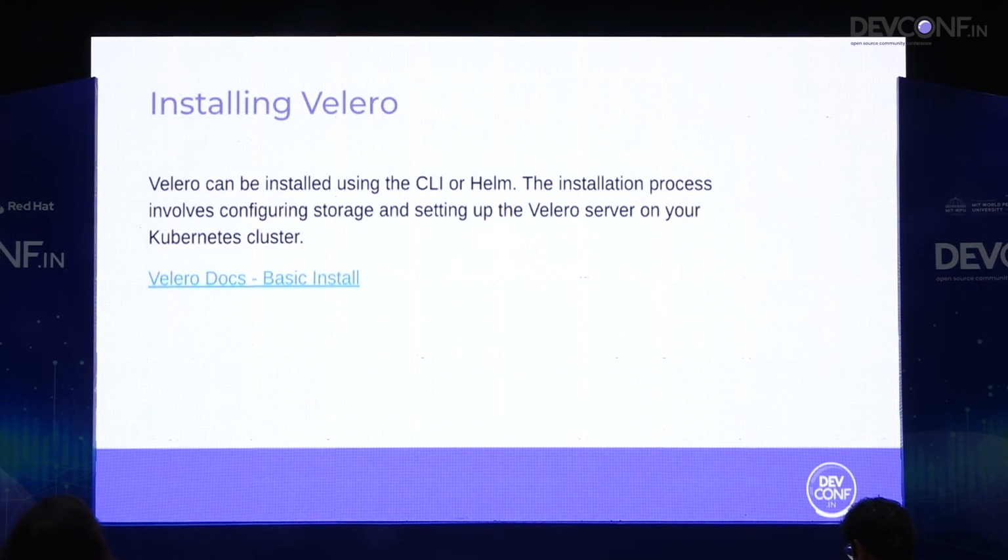There are two ways to install Velero. You can use the Velero CLI and you can use a Helm chart as well. The installation process involves two things: installing Velero and configuring the backup storage location. The backup storage location is nothing but your bucket. So it will have the bucket name, the region for the bucket, and the credentials to access the bucket.